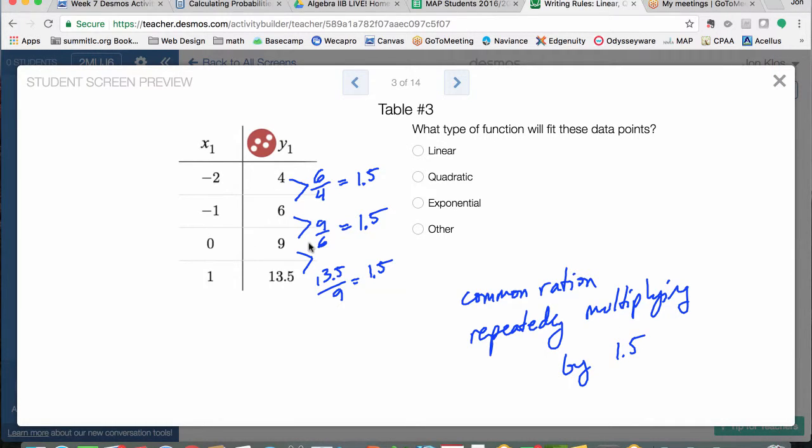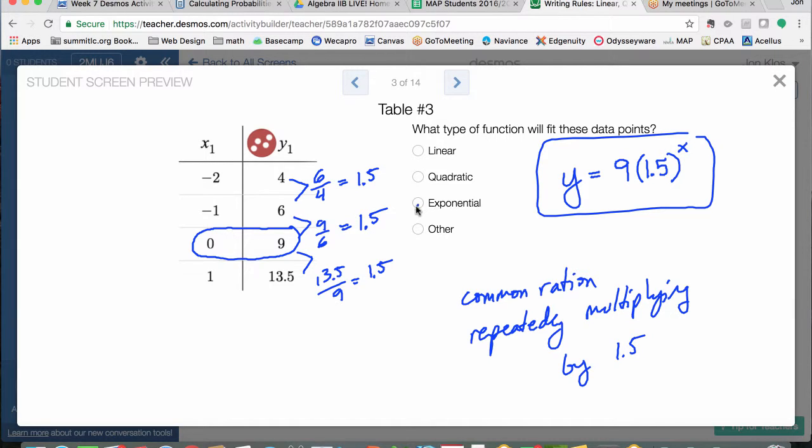If I wanted to write an exponential function, if you remember exponential functions, we find our y-intercept, that's our starting value. So y equals, we're starting at 9. What's the pattern? We multiply by 1.5 over and over again. So it's to the x power. So there would be an exponential function.